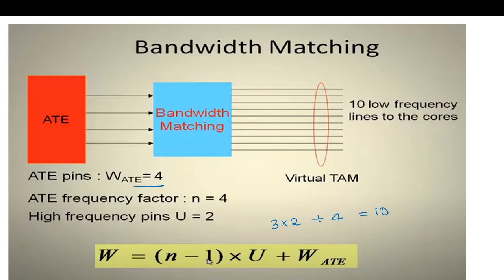Because of the high frequency 2 pins, we will have 10 scan chain channels from the ATE. So the 4 channels with 2 high speed channels are converted, and for a core, for a chip, it is visible as if we have 10 channels, and those 10 are low frequency lines to the core. Why do we need low frequency? Because testing we want to perform only in the low frequency. So this is the concept of virtual TAM.